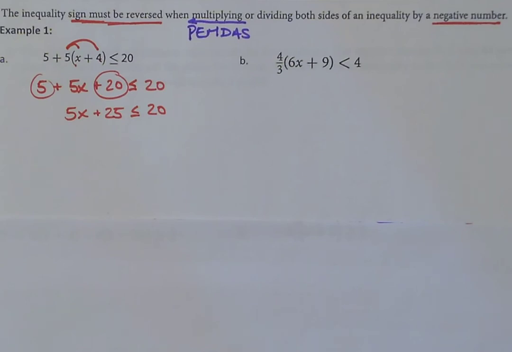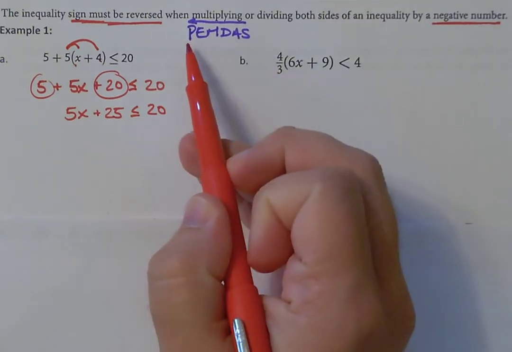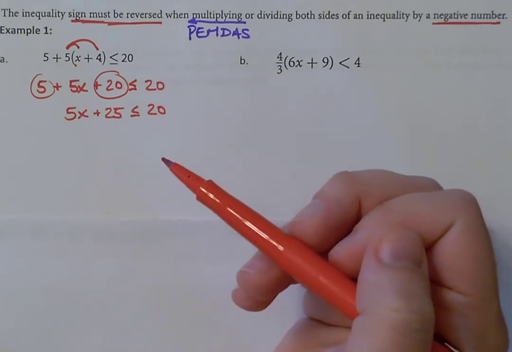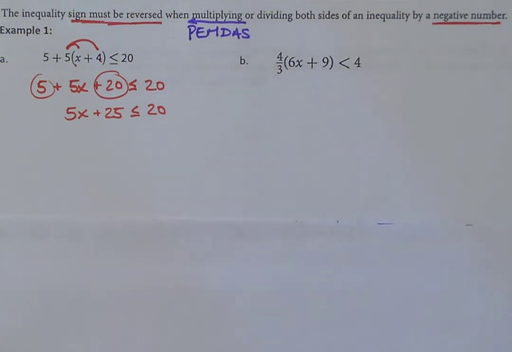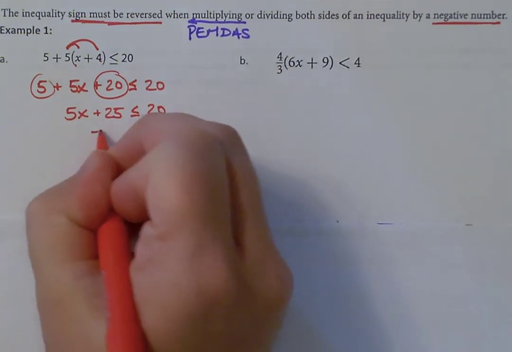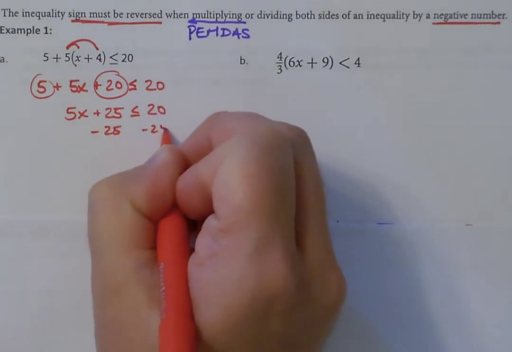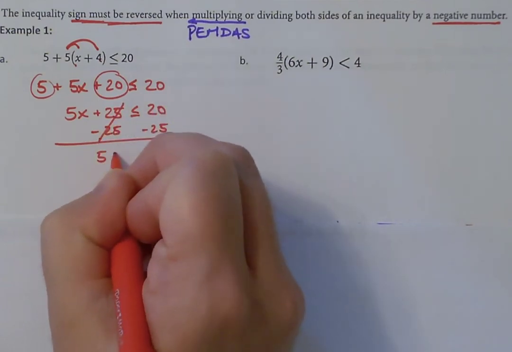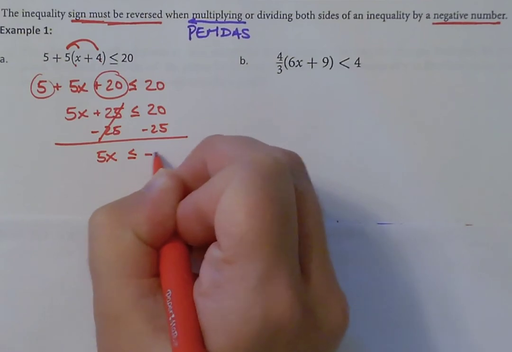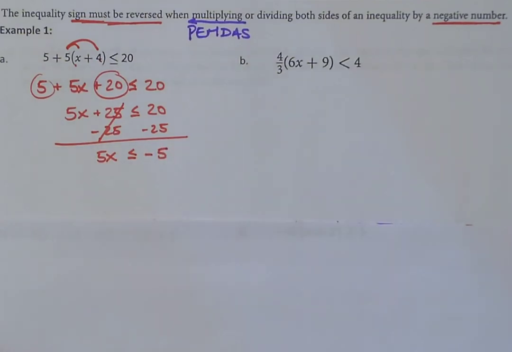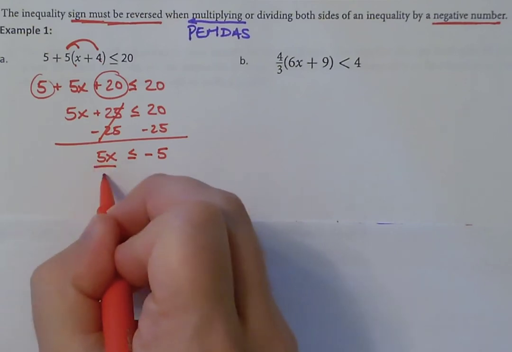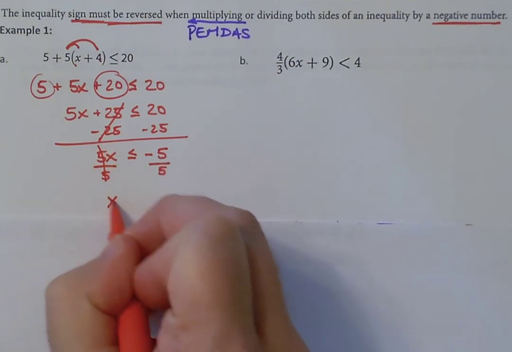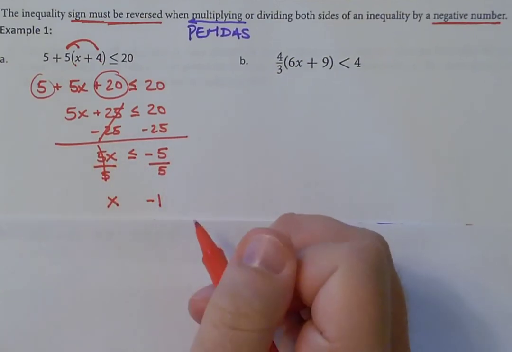All right, now you can go through and do your reverse order of operations to solve. That means we would subtract 25 and then divide by 5, like we're used to with solving equations. So we're going to go ahead and do that right now. We subtract 25, and that cancels out on the left. So we're left with 5x is less than or equal to negative 5. And then I need to divide 5 to both sides. The 5's cancel out on the left, and I get x and a negative 1 on the right.